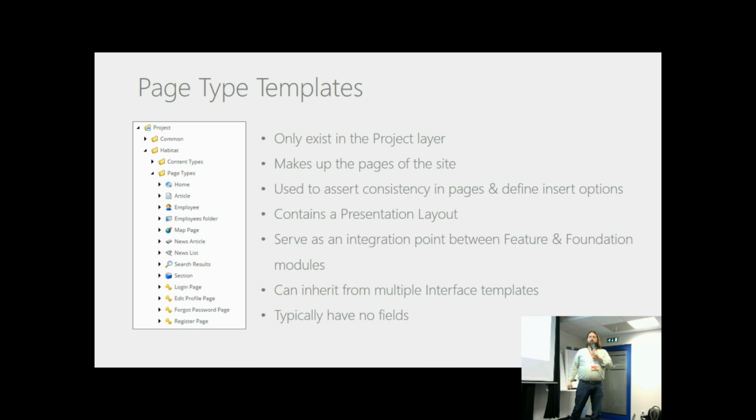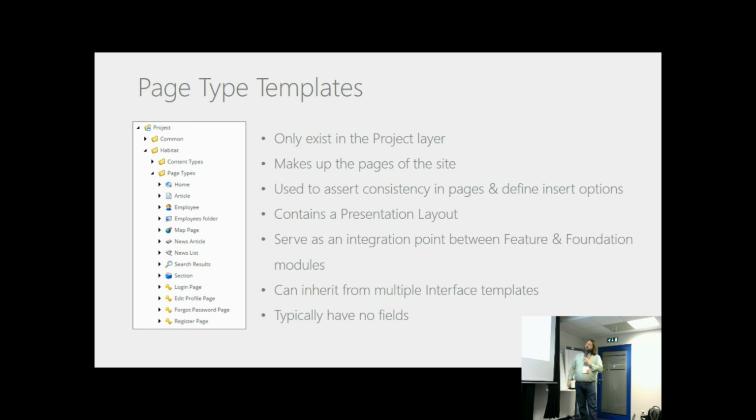These only exist in the project layer. They wouldn't exist anywhere in the feature or foundations, just in the project layer. And these are what's going to make up the pages or the content on the site itself. So in the actual content tree, you would find all the page types.